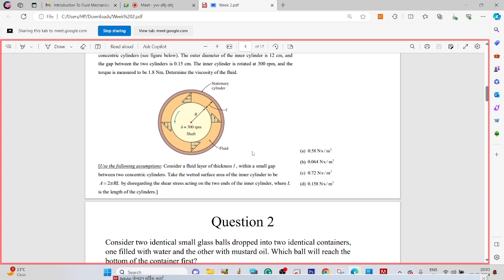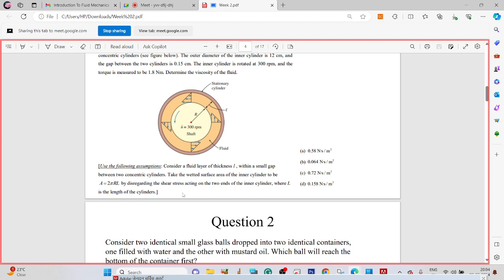So what it said is that L is far greater than the gap between the cylinders. Consider a fluid layer of thickness L with a small gap between two cylinders. Take the wetted surface area of the inner cylinder to be 2 pi R L, disregarding the shear stress acting on the two ends of the inner cylinder, where L is the length of the cylinder.